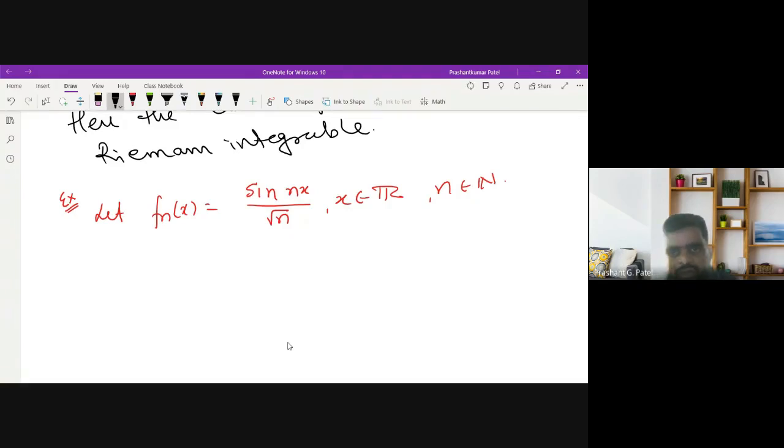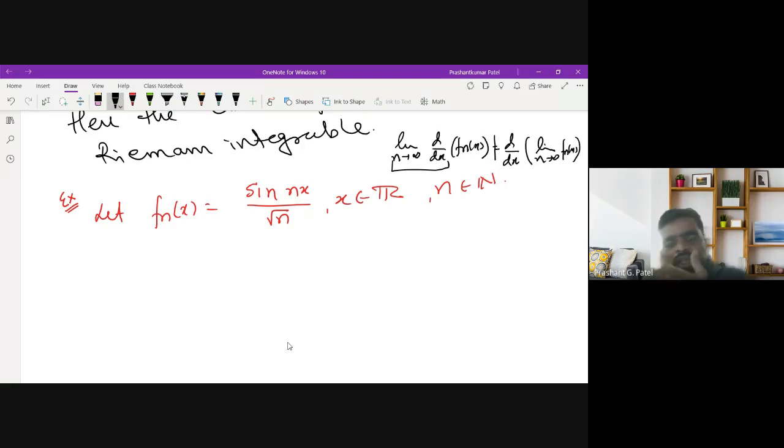That means if you have the limit as n tends to infinity of d by dx of f_n(x), you cannot write this as equal to d by dx of the limit as n tends to infinity of f_n(x). So this limit and the derivative you cannot interchange as per your convenience. Here each f_n is differentiable and the limit is also differentiable. There is no problem with the differentiability, because we already talked about this: if each f_n is differentiable, a limit may not be differentiable, because it will not preserve the continuity.